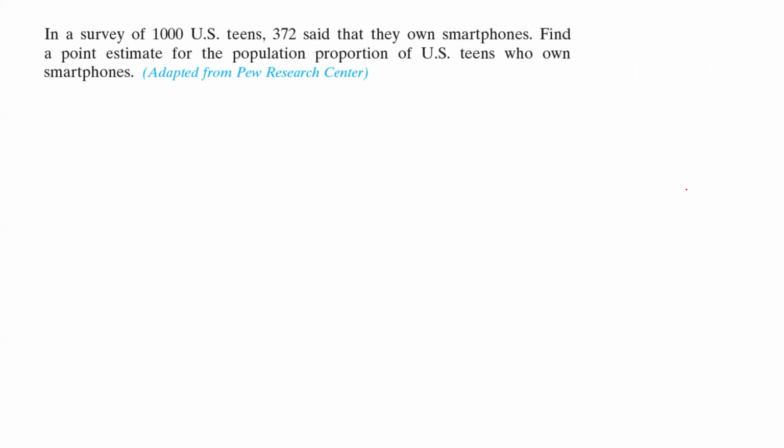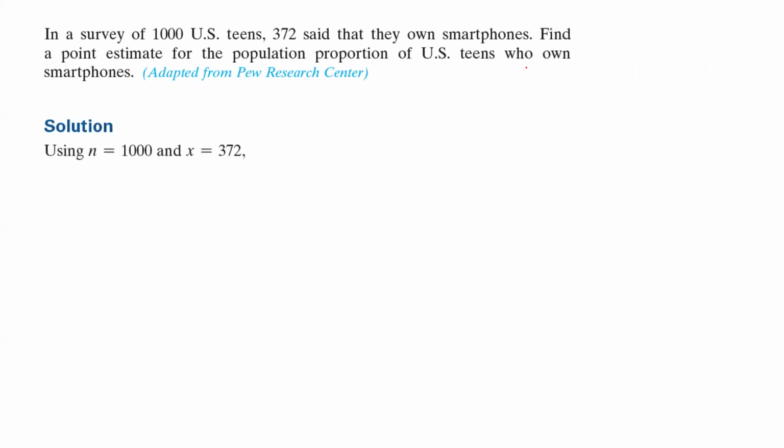So here we have a survey of 1,000 US teens, probably very old data. 372 said that they own smartphones. Find the point estimate for the population proportion of all US teens who own smartphones. For now, we're just going to go over the formulas. Then we're going to jump into Jupyter Notebook and do the calculation using our code.